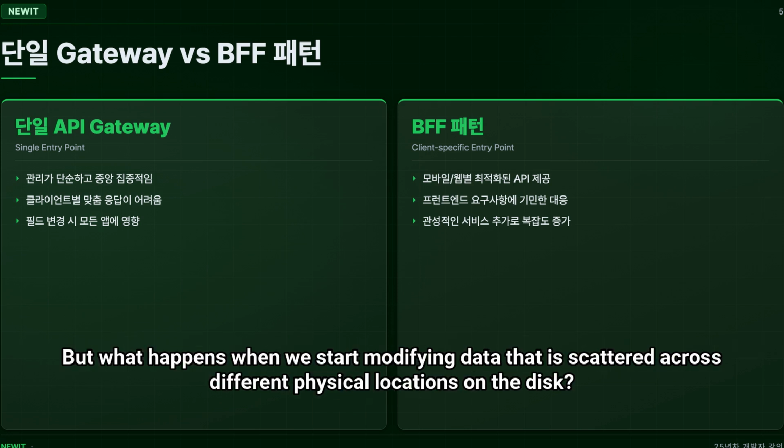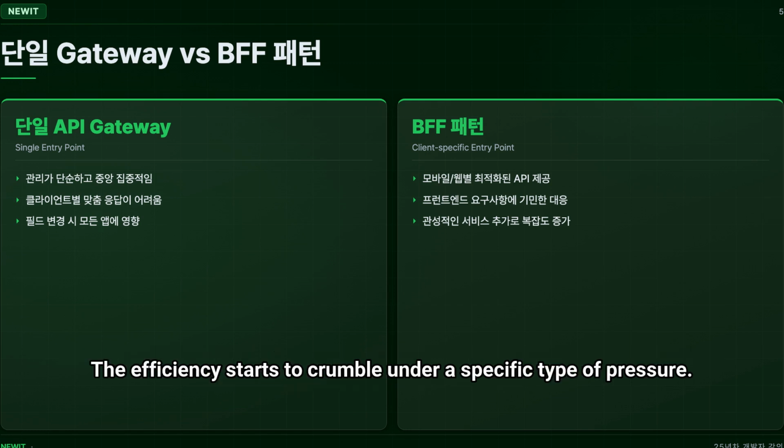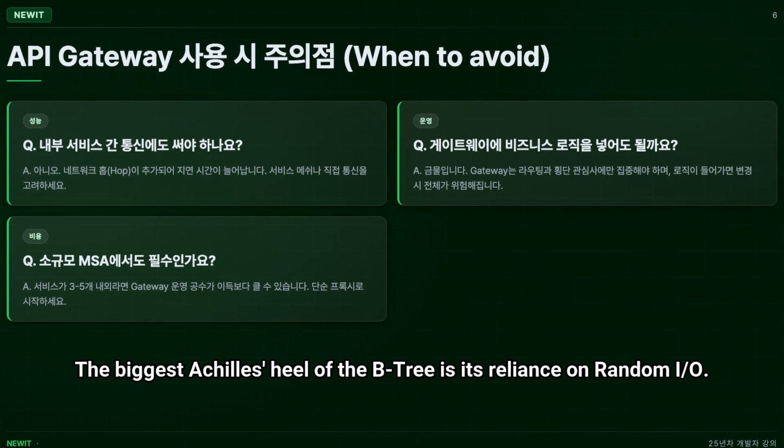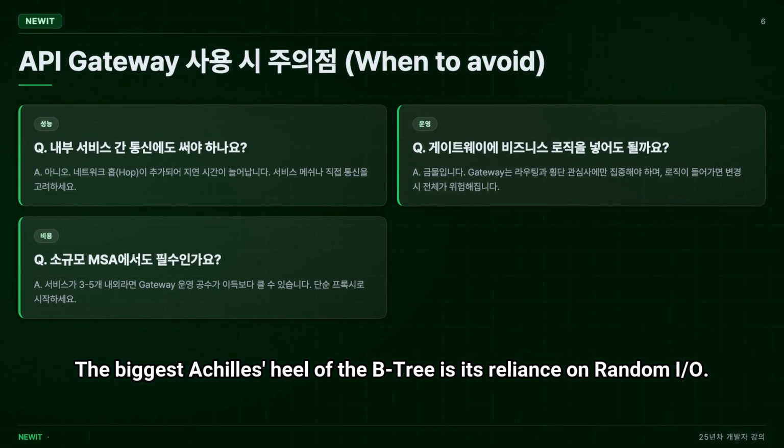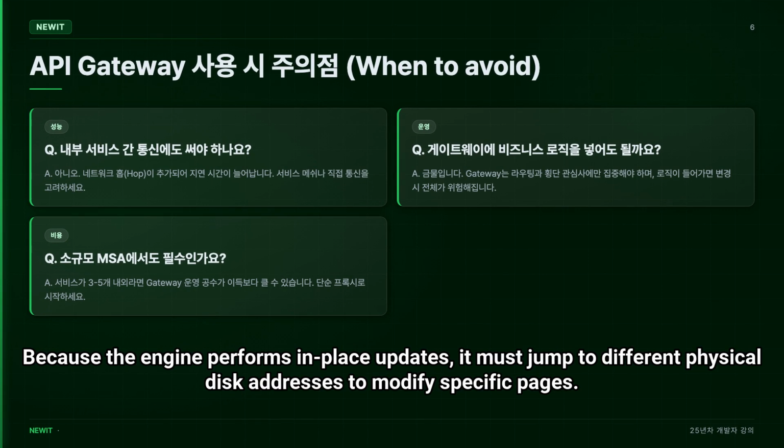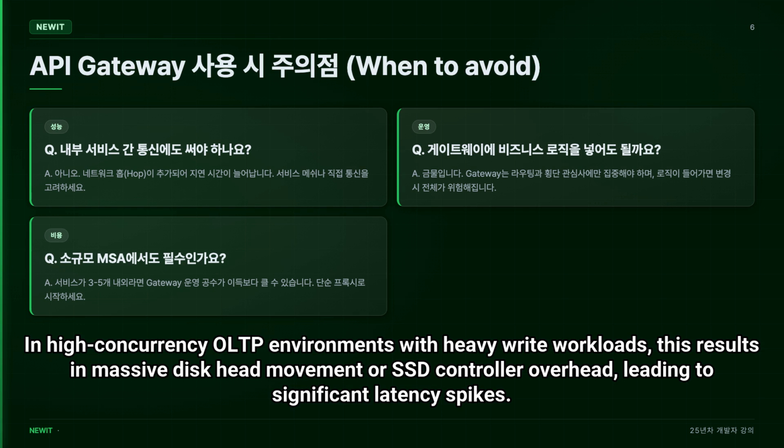optimized for read performance. But what happens when we start modifying data that is scattered across different physical locations on the disk? The efficiency starts to crumble under a specific type of pressure. The biggest Achilles heel of the B-tree is its reliance on random I/O. Because the engine performs in-place updates, it must jump to different physical disk addresses to modify specific pages. In high concurrency OLTP environments with heavy write workloads, this results in massive disk head movement or SSD controller overhead, leading to significant latency spikes.